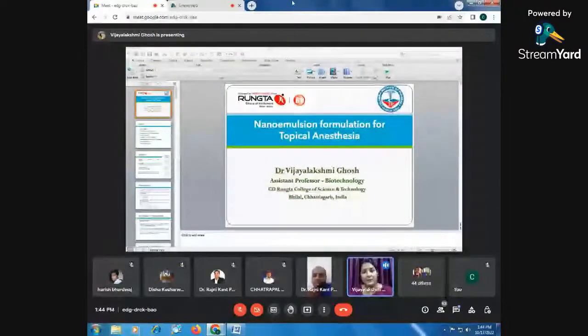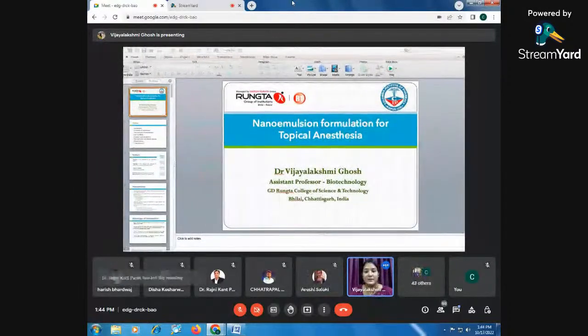Before knowing about nanoemulsion, I just want to introduce what is emulsion. Emulsion is the suspension of two immiscible liquids, and here we use emulsifier to stabilize the emulsion, which lowers the interfacial tension between the surfaces of the two immiscible liquids. Based on the dispersed phase, the emulsion is divided into two types: oil in water, where oil droplets are dispersed in water, and water in oil emulsion, where water droplets are dispersed in oil.